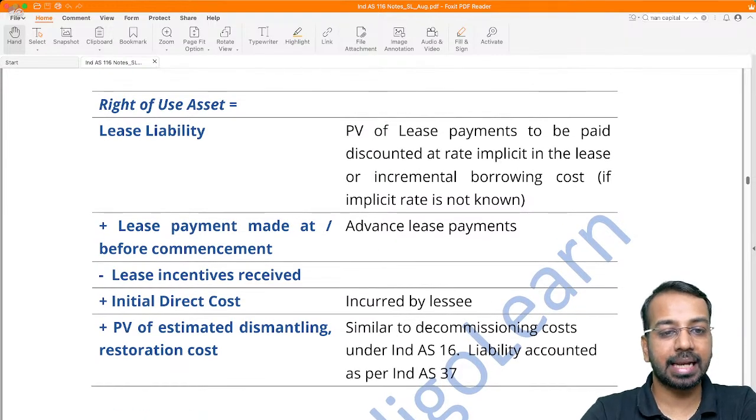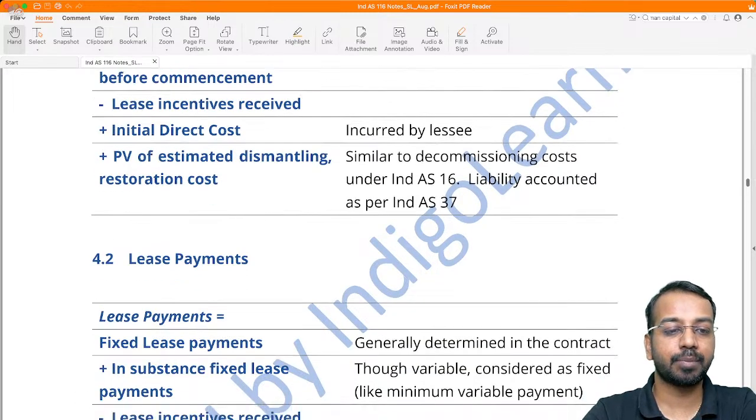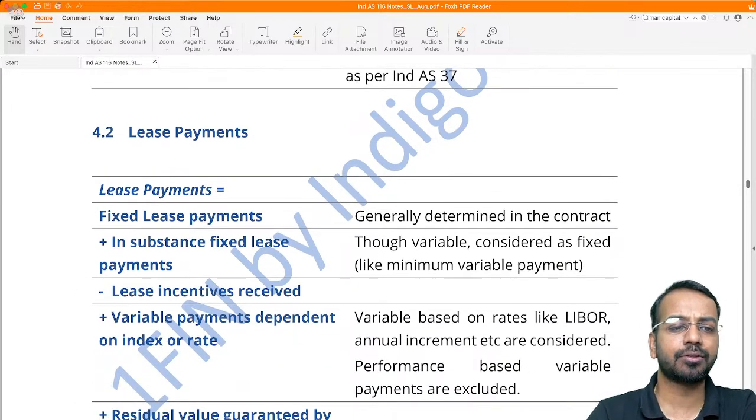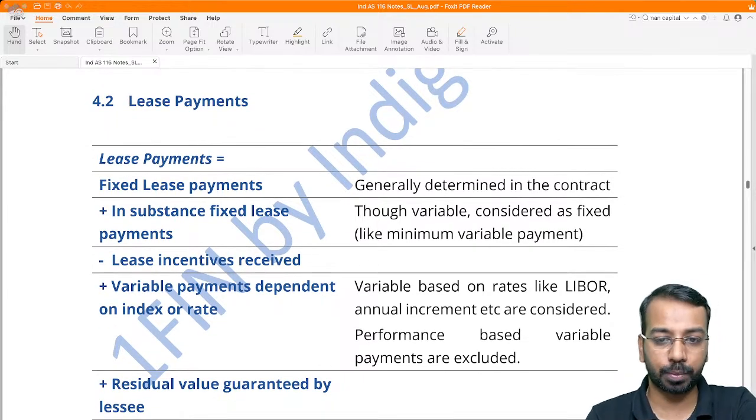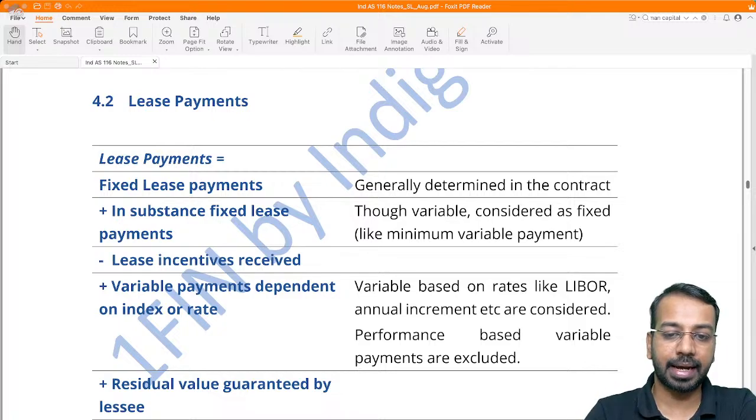When we calculate lease liability, we said we need present value of lease payment. So now we need to understand what is lease payments, and here is one point where students get a lot of doubt. What is to be included, what is not to be included, how do we understand what are the amounts which should be taken into calculation to calculate the lease payment.